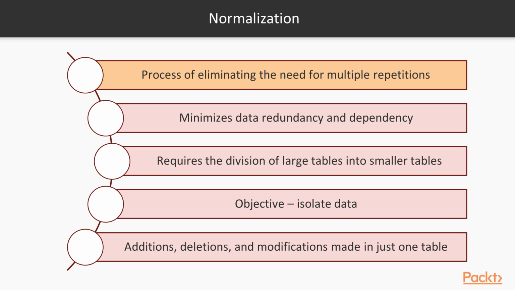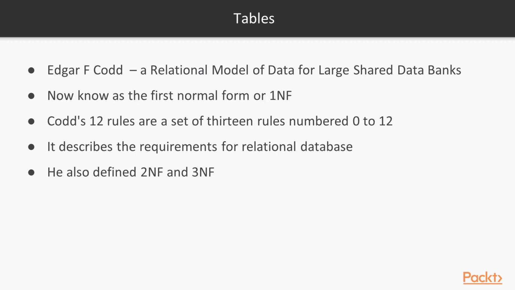Database normalization is the process that seeks to eliminate the need for multiple repetitions of the same data. It implies a specific form of field and table organization that will minimize data redundancy and dependency. Therefore, the process of normalization often requires the division of large tables into smaller tables and defined relationships between them. The objective is to isolate data so that additions, deletions, and modifications of a field can be made in just one table, and then propagated through the rest of the database via the defined relationships.